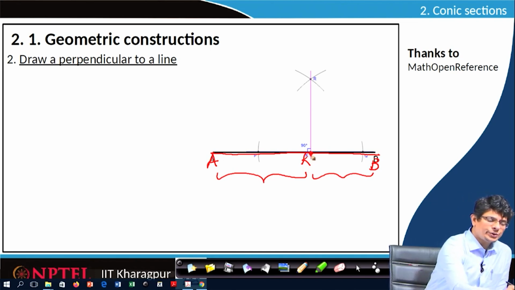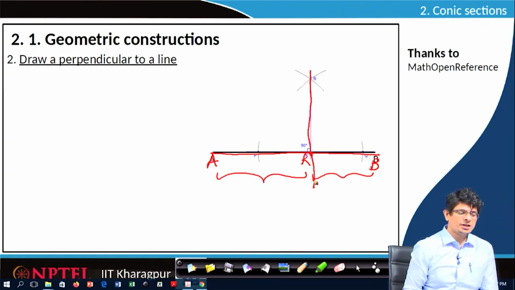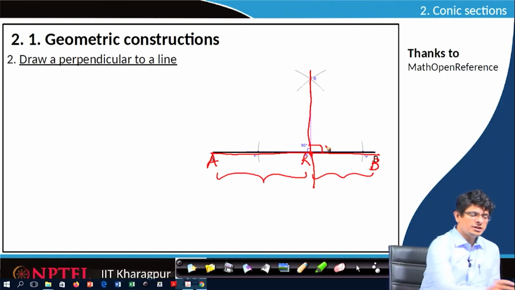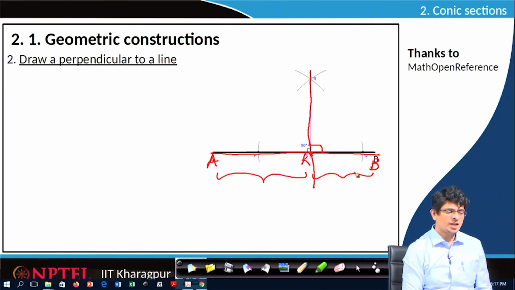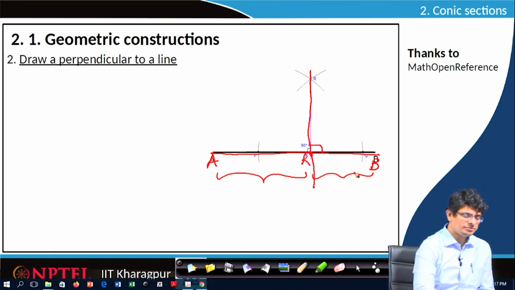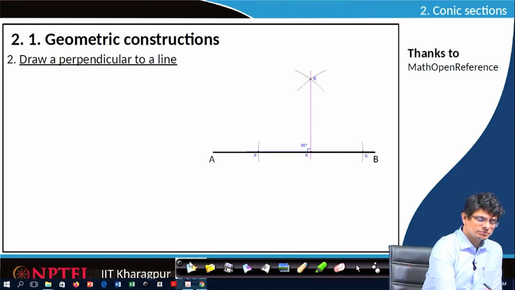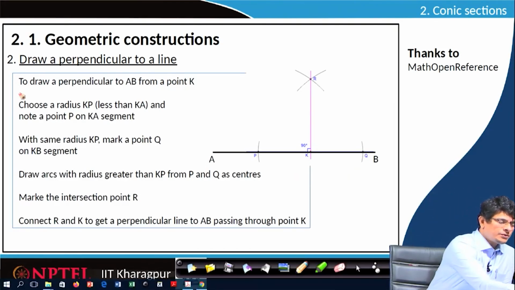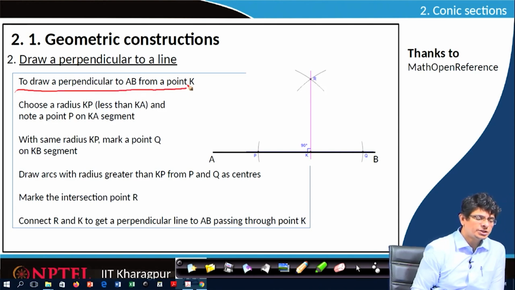Now, what we would like to do is construct a perpendicular line passing through K, which is going to intersect AB, where AK is greater than KB. How to do that we are going to learn. Let us look at the procedure. First of all, draw a perpendicular to AB from point K. This is the objective that we have to achieve.